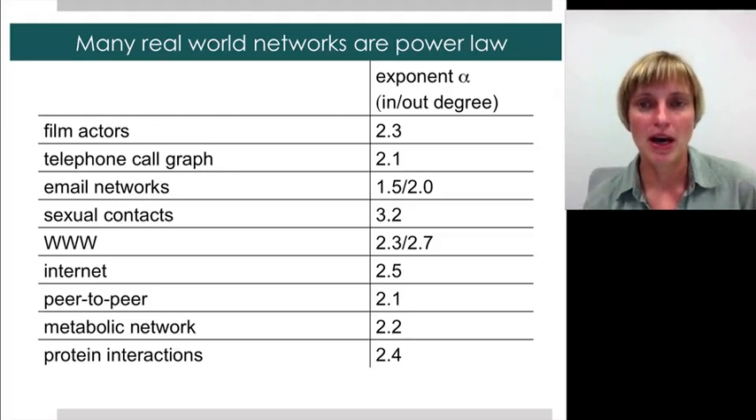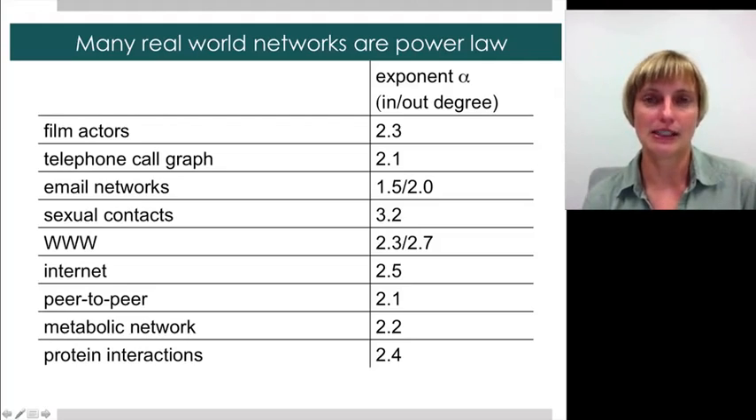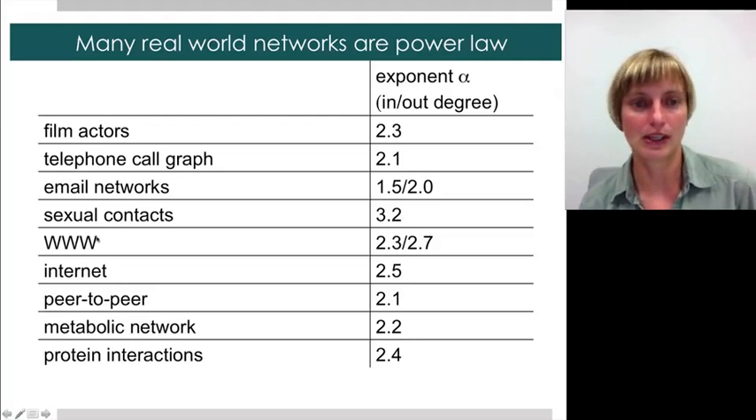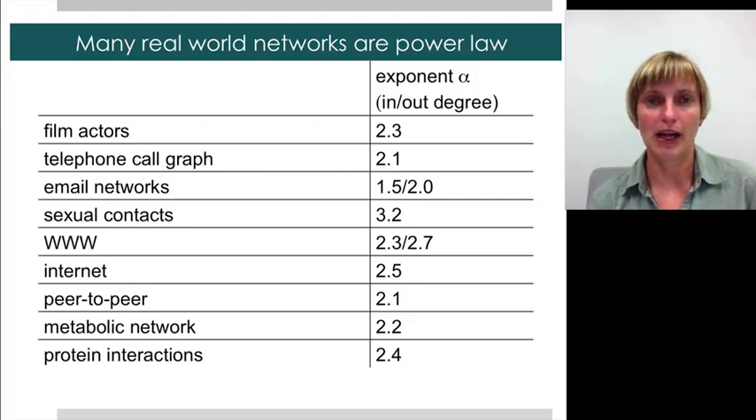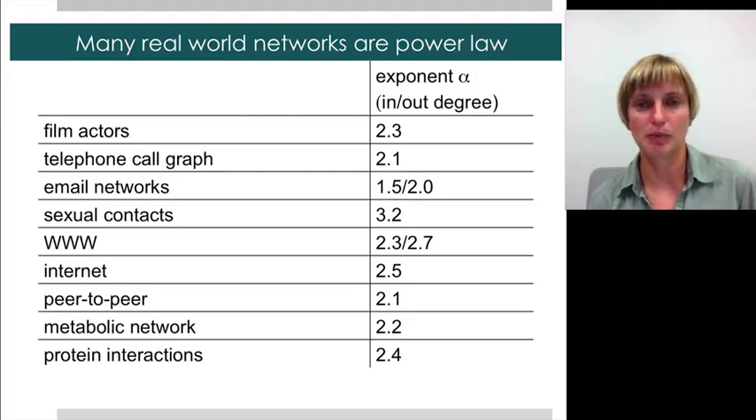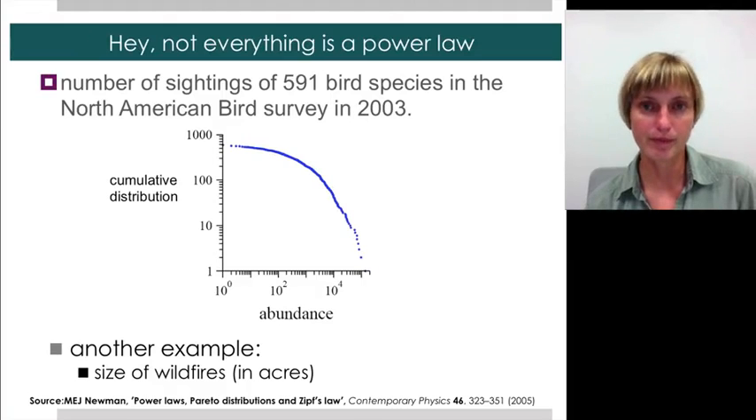Who calls whom? Email networks, sexual contact networks, which we talked about as well. The World Wide Web we talked about. The physical internet, also power laws, some very large hubs. Peer-to-peer networks, so for example, for file exchanges, some computers tend to be very central in these networks. And then different kinds of biological networks where you have either metabolites or proteins interacting with each other.